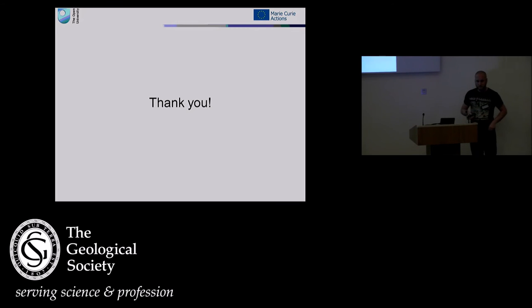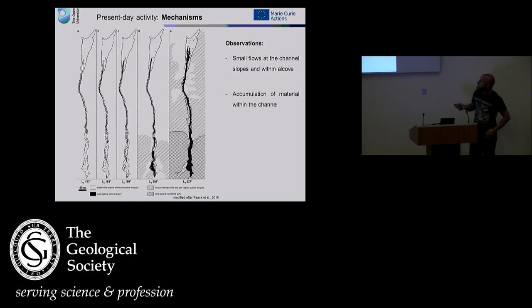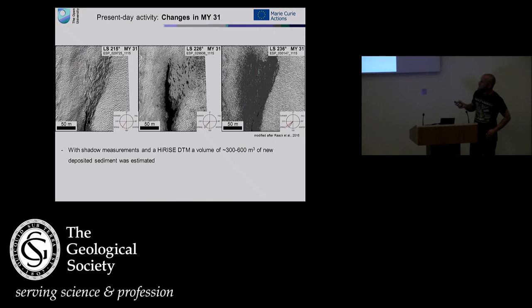So for instance, I don't know if we have time to go back to one of your figures. Maybe you can say stop. This one, stop. So for instance, here in the middle figure, you believe that the dark material there is actually material that has been deposited above the CO2 ice frost and is ready to flow down. Yes. Okay. Are you sure of that?